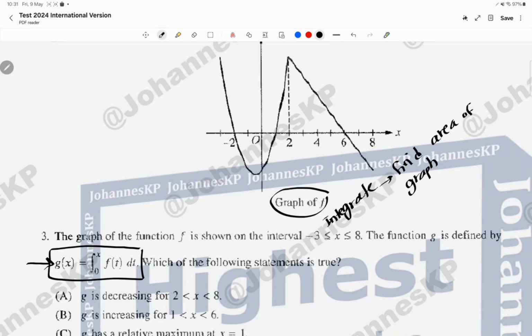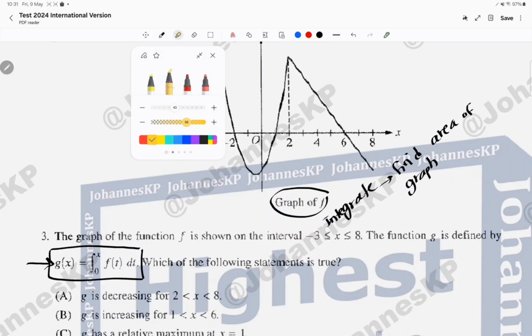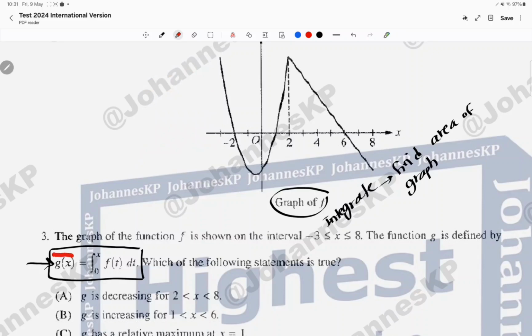So look at A. G is decreasing from 2 to 8. That's actually not true. Let me tell you why. G is the integral of f, correct? Yes. So that means it's the area of the graph. From 2 to 8, here you have all this positive area, and then you end up with some negative. But in total, the net amount is positive, right? Because the positive amount is more. So it's actually not true.